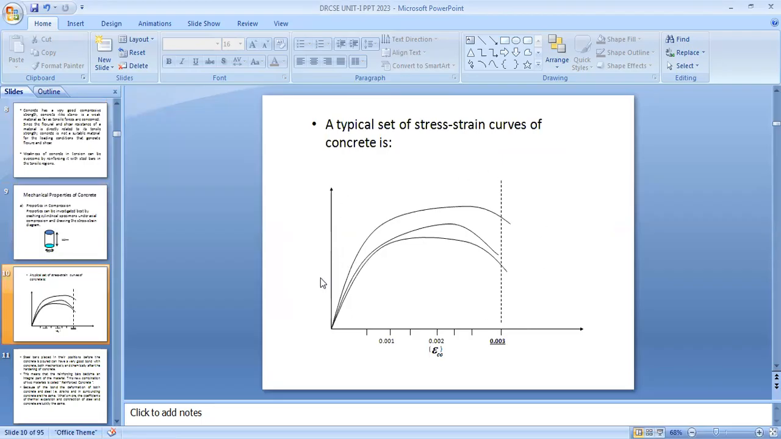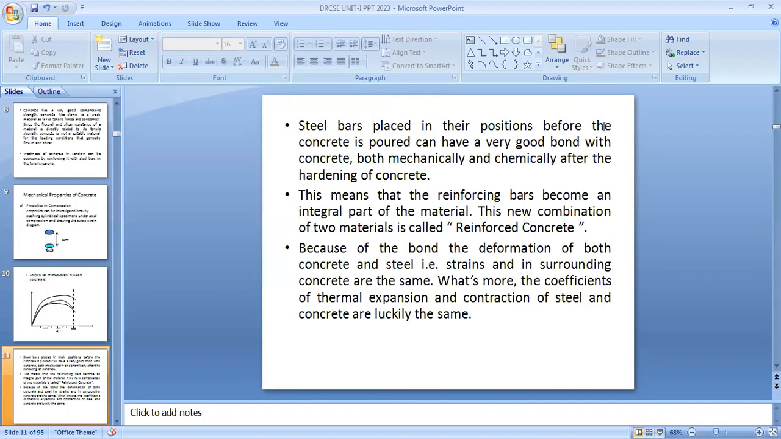Here you can see in this slide the stress strain curve for concrete. In the x-axis is strain and the y-axis is stress. When applying the load on the structure, what will be the stress and strain? The steel bar placed in the tension zone before the concrete is poured can have very good bond with the concrete, both mechanically and physically. After the hardening of concrete, the reinforcing bars become an integral part of the material. Because of the bond, the deformation of both concrete and steel is the same.